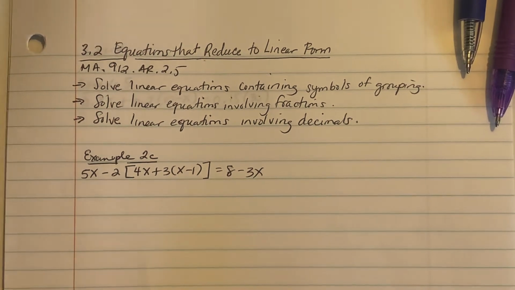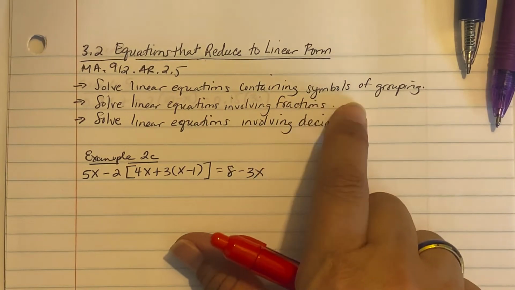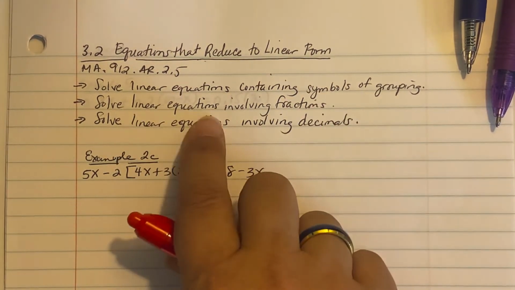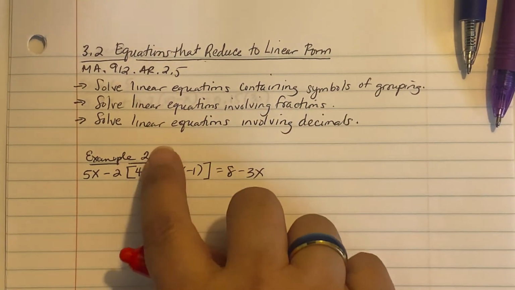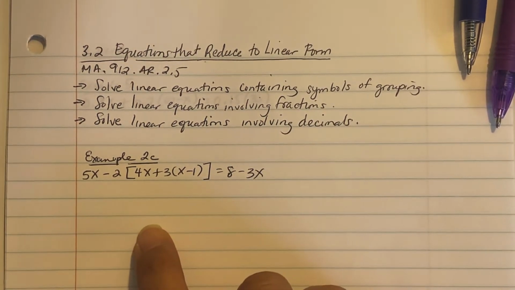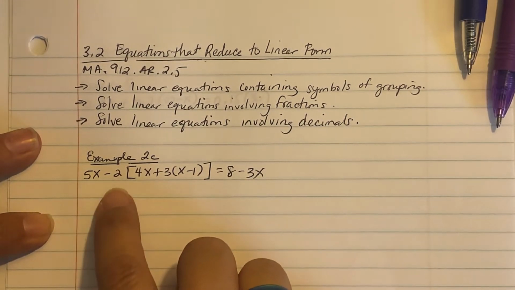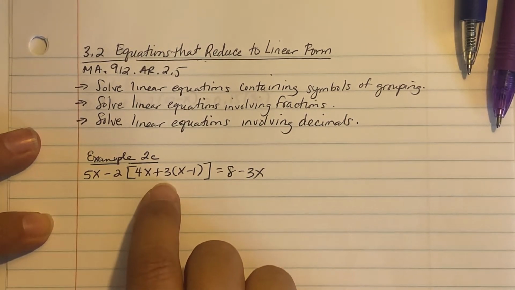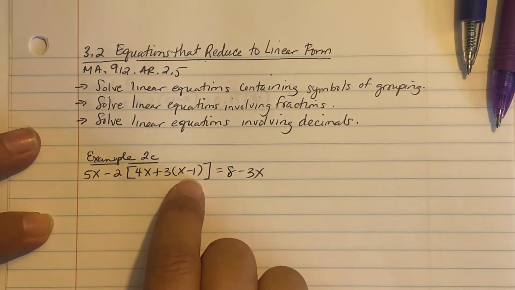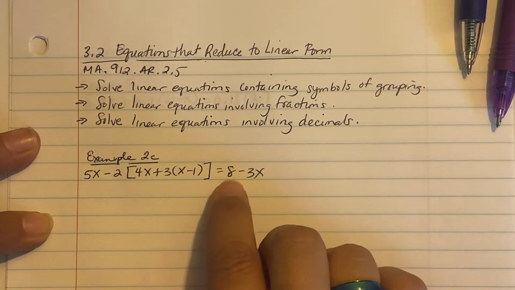3.2 equations that reduce to linear form. So we're going to solve linear equations containing symbols of grouping, solve linear equations involving fractions, and solve linear equations involving decimals. For this section, I used example 2C from the textbook, and it says 5x minus 2 times the bracket 4x plus 3, parentheses x minus 1, close the parentheses, close the bracket, equals 8 minus 3x.